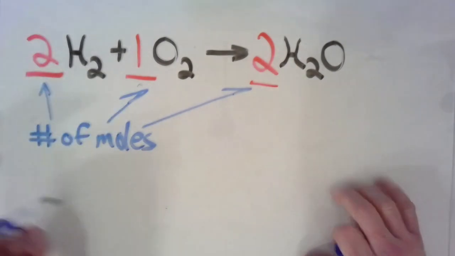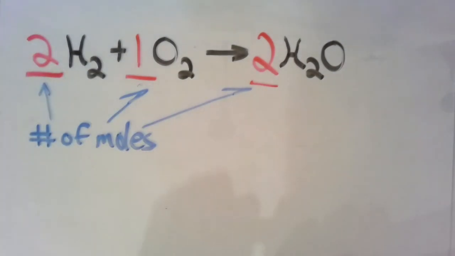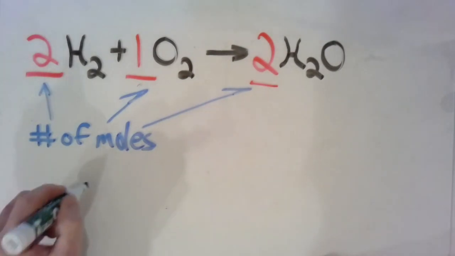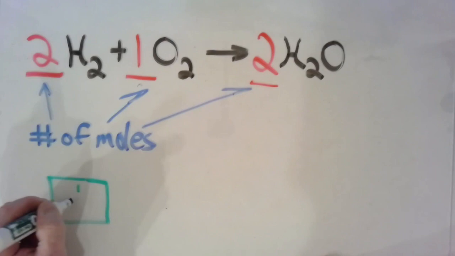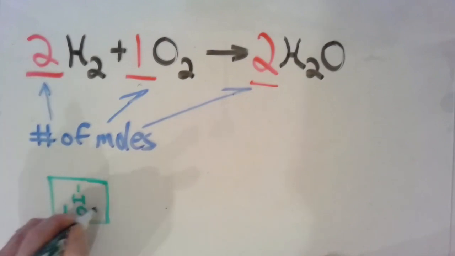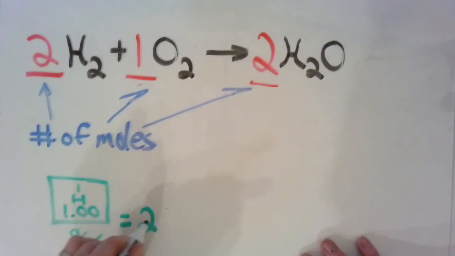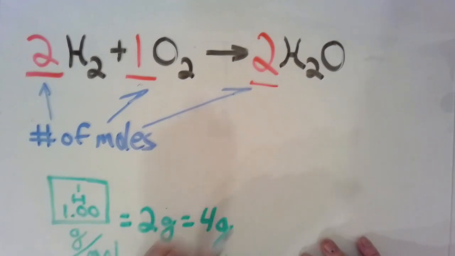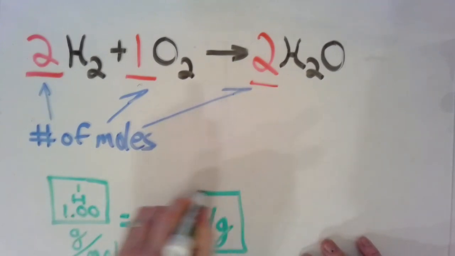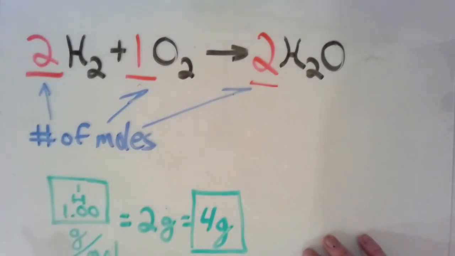So what we would do here is go to our periodic table and we would know a couple of things. We would know that hydrogen is 1.00 grams per mole. And we know that hydrogen gas would therefore equal 2 grams times 2, which would equal 4 grams of hydrogen gas in the use of this equation.